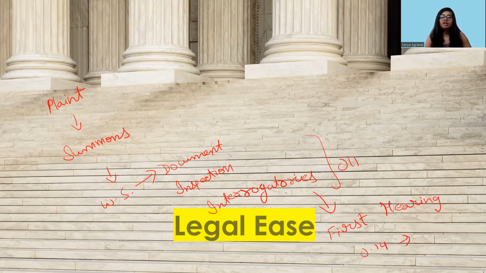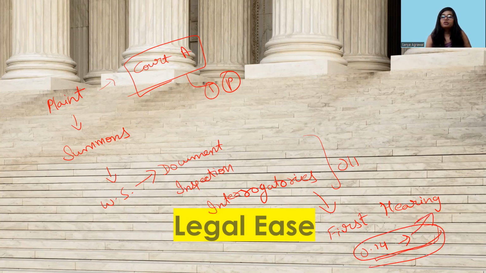When these issues are framed, either on that day or before the day of the framing of the issues, you have to raise all the objections. You have to raise the objection related to the jurisdiction. So let's suppose the plaintiff has given jurisdiction to court A, and the defendant thinks that court A does not have the territorial or pecuniary jurisdiction. Then before the issues are settled, or on the day when the issues are actually settled, the defendant has to raise this objection in this court A only.